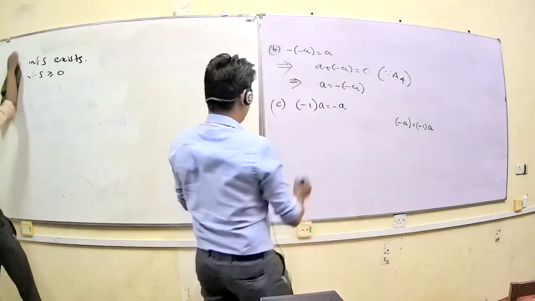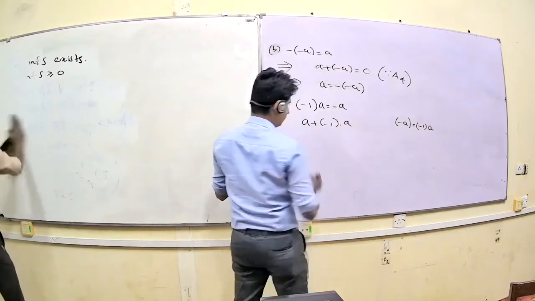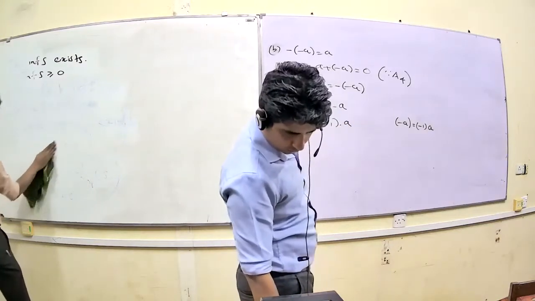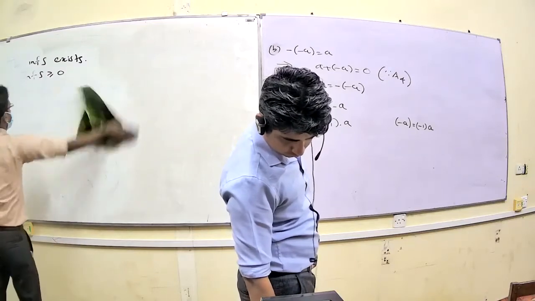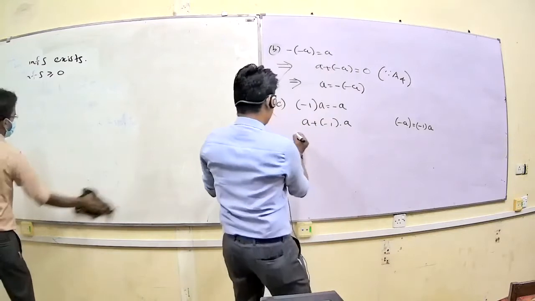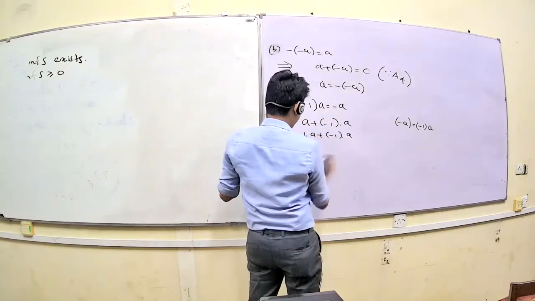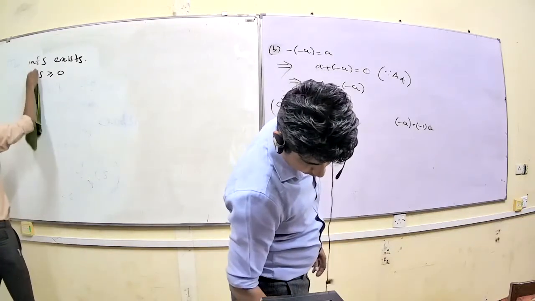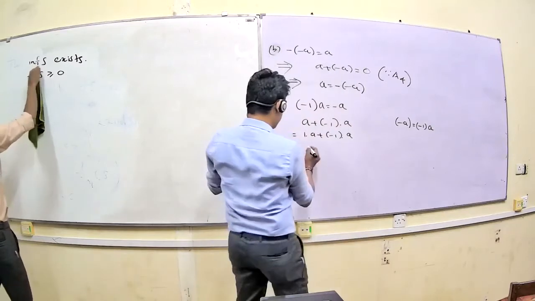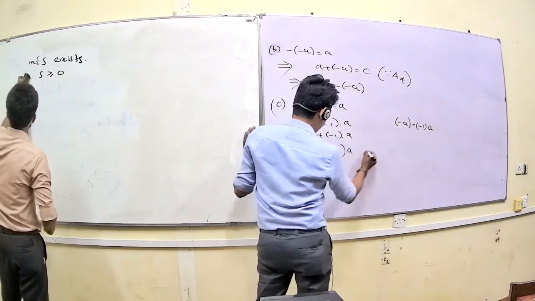For this part, add here a plus minus 1 into a. Right? This one equal to 1 into a minus 1 into a. It's okay. Right? 1 into a minus 1 into a. From this one distributive law, you can use it. 1 plus minus 1 into a.